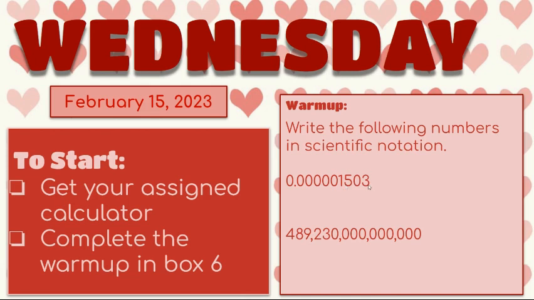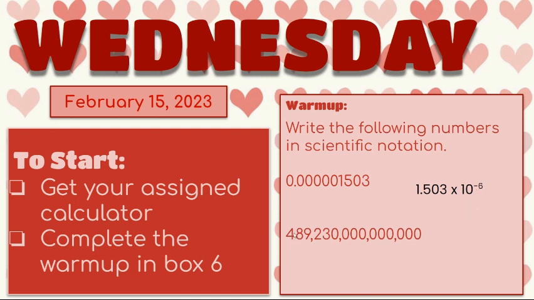We keep everything that's the regular numbers. So I'm going to keep my 1.503. And then we're going to put the number we moved in the exponent. Now, the reason that this is negative is because this is a really, really small number. It's 0.000, so it's a negative exponent. Here, this is a really large number, so when I get to the exponent part, it will be positive.